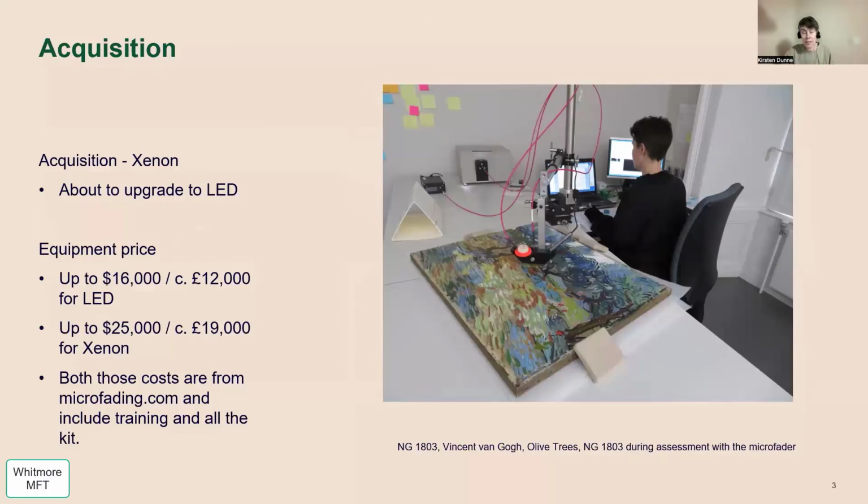Buying the equivalent to our setup nowadays, you're looking at around $16,000 US for an LED setup and about $25,000 for the Xenon version. Again, those figures are from Bruce's website. Both those costs include all the components you need to build the kit. And as I understand it, the software and IT setup as well, and the report templates. So it gives you everything you need to go, and it also includes remote training with Bruce. And I think after the initial investment in the equipment, the real investment comes in staff time to build your working knowledge and start to apply microfading to collections care.